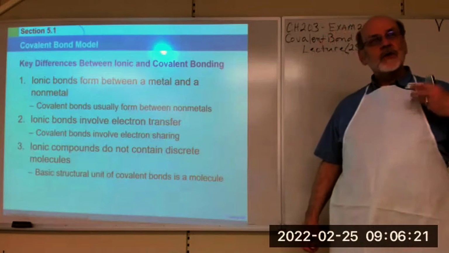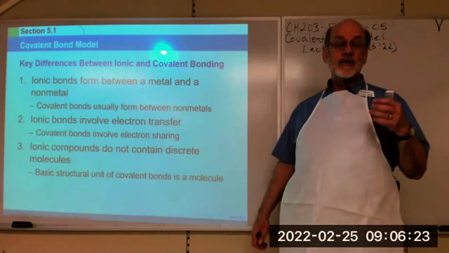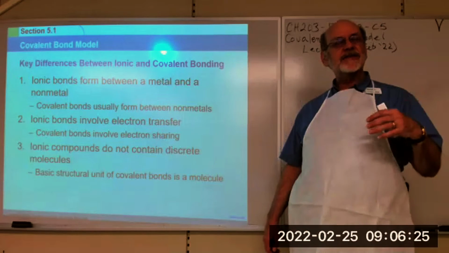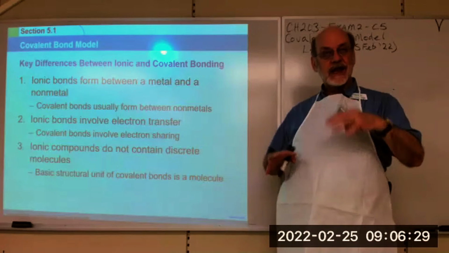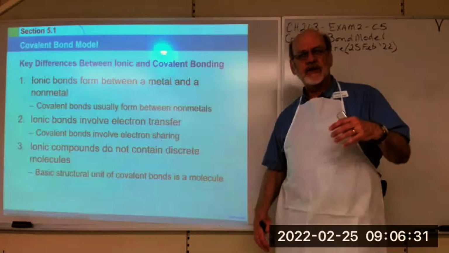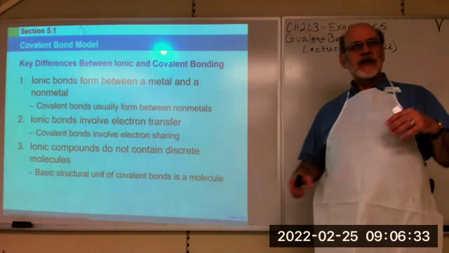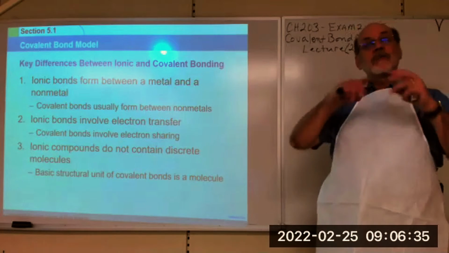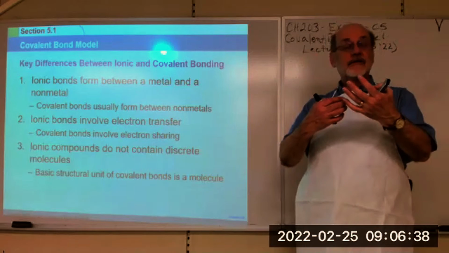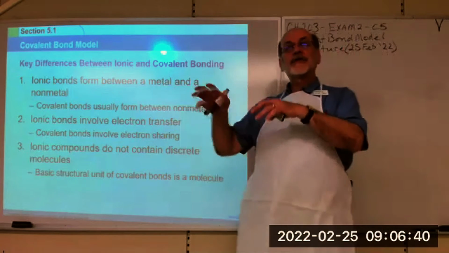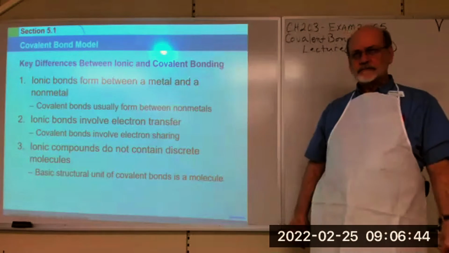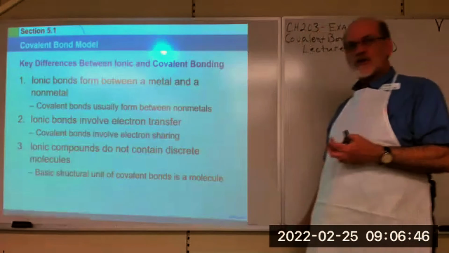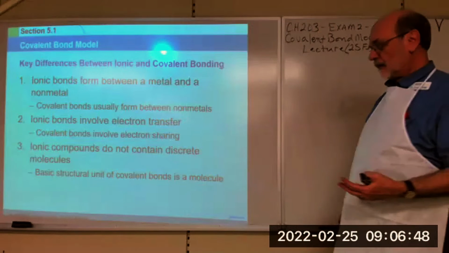Ionic compounds don't contain discrete molecules. In other words, they're more of a lattice of positives and negatives, cations and anions together in a lattice. I think the example I used was sodium chloride, where you have sodium ions surrounded by chloride ions. And then if you look at a chloride ion, it's surrounded by sodium ions. They're in a matrix, a crystal lattice, we call it.